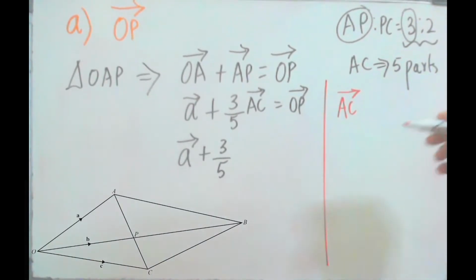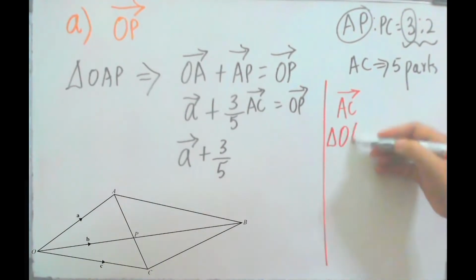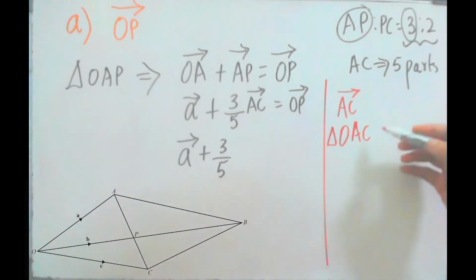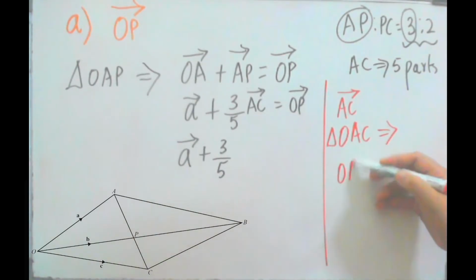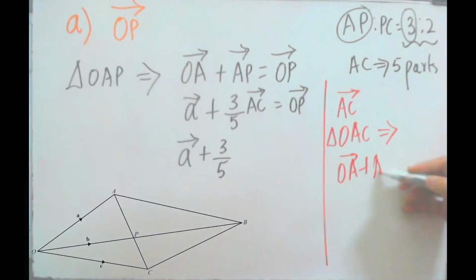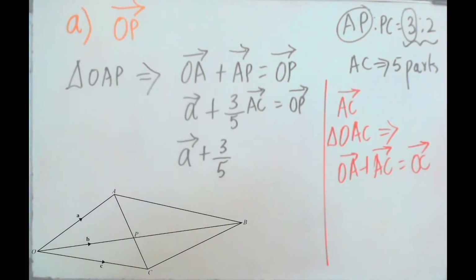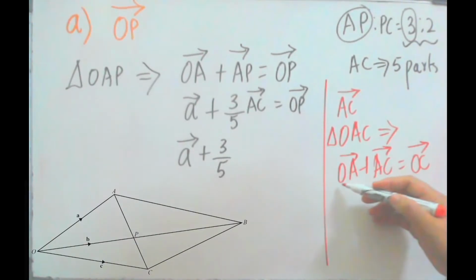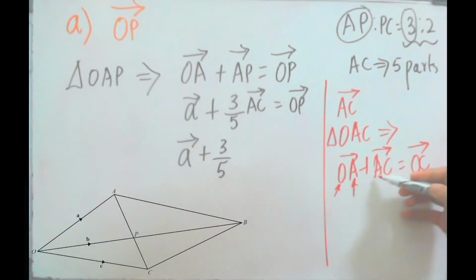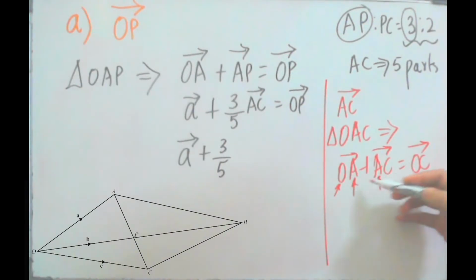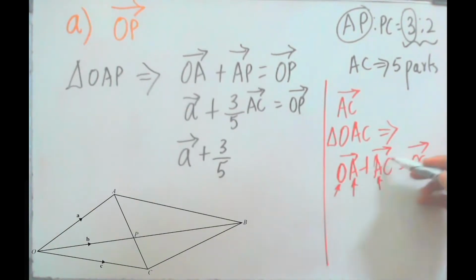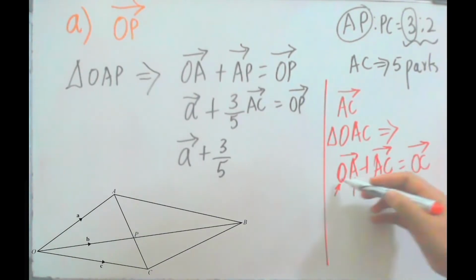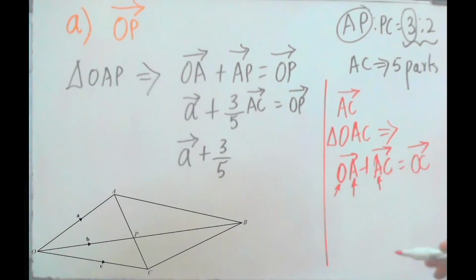So in the triangle OAC, we can apply the triangle formula like this. OA plus AC is equal to OC. So you can also remember it like this: OA, the second vector should start with A again. So what remains? The resultant vector is the first letter of the first vector and the second letter of the last vector. That will be your resultant. You can remember it that way also.